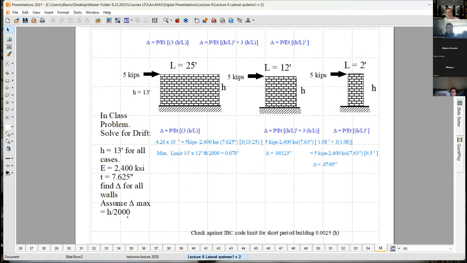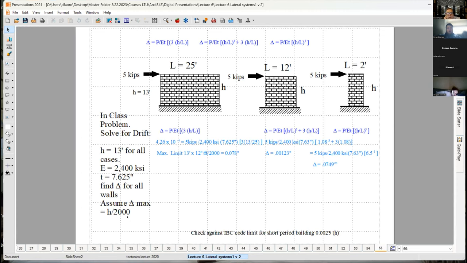So let's take a look at these three examples. In the interest of time, I'm just going to show you the solutions to walk through, because it's difficult to do this inside of a Zoom format. So here we've got three wall profiles. They're all 13 feet in height. They all have a 5 kip load applied. The first one's 25 feet in length. The second one's 12 feet in length. And the third one's only 2 feet.